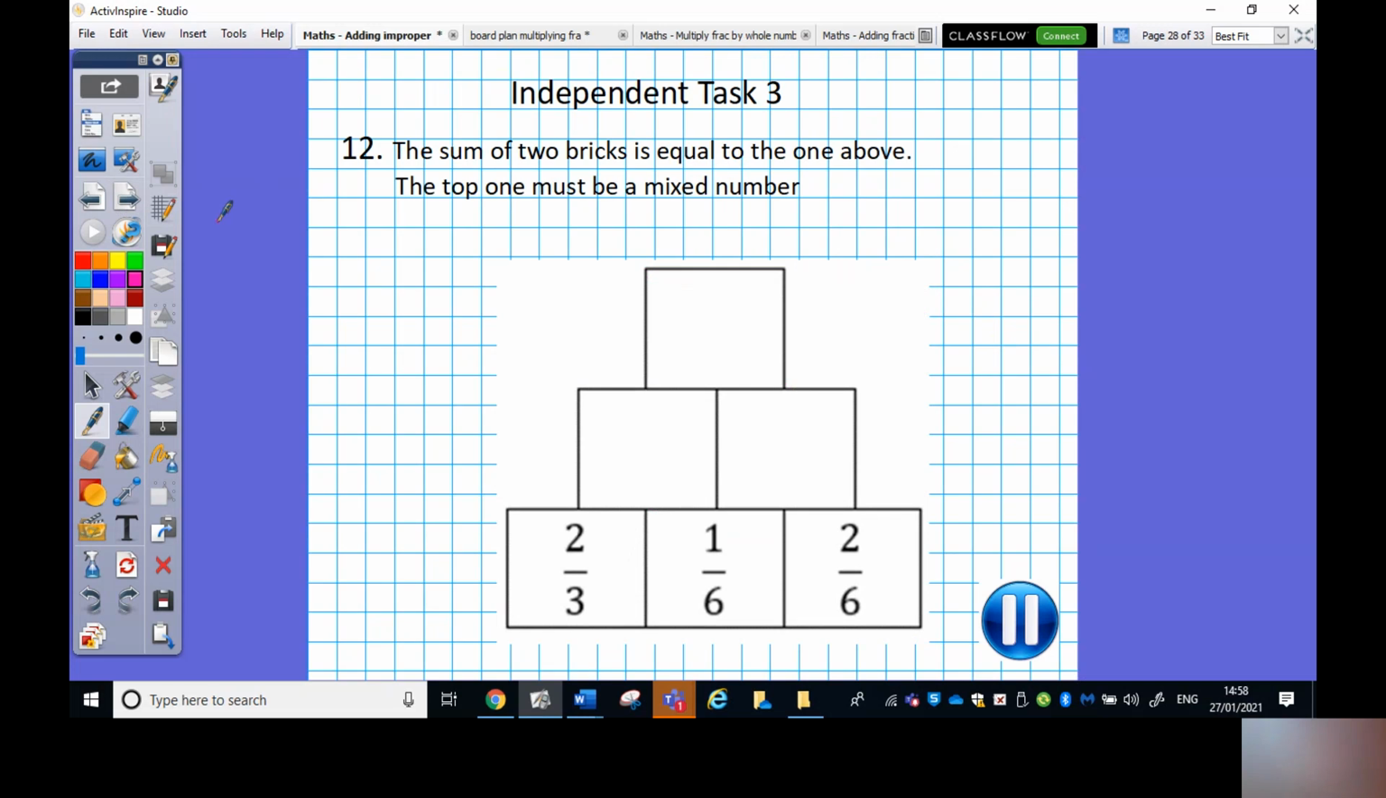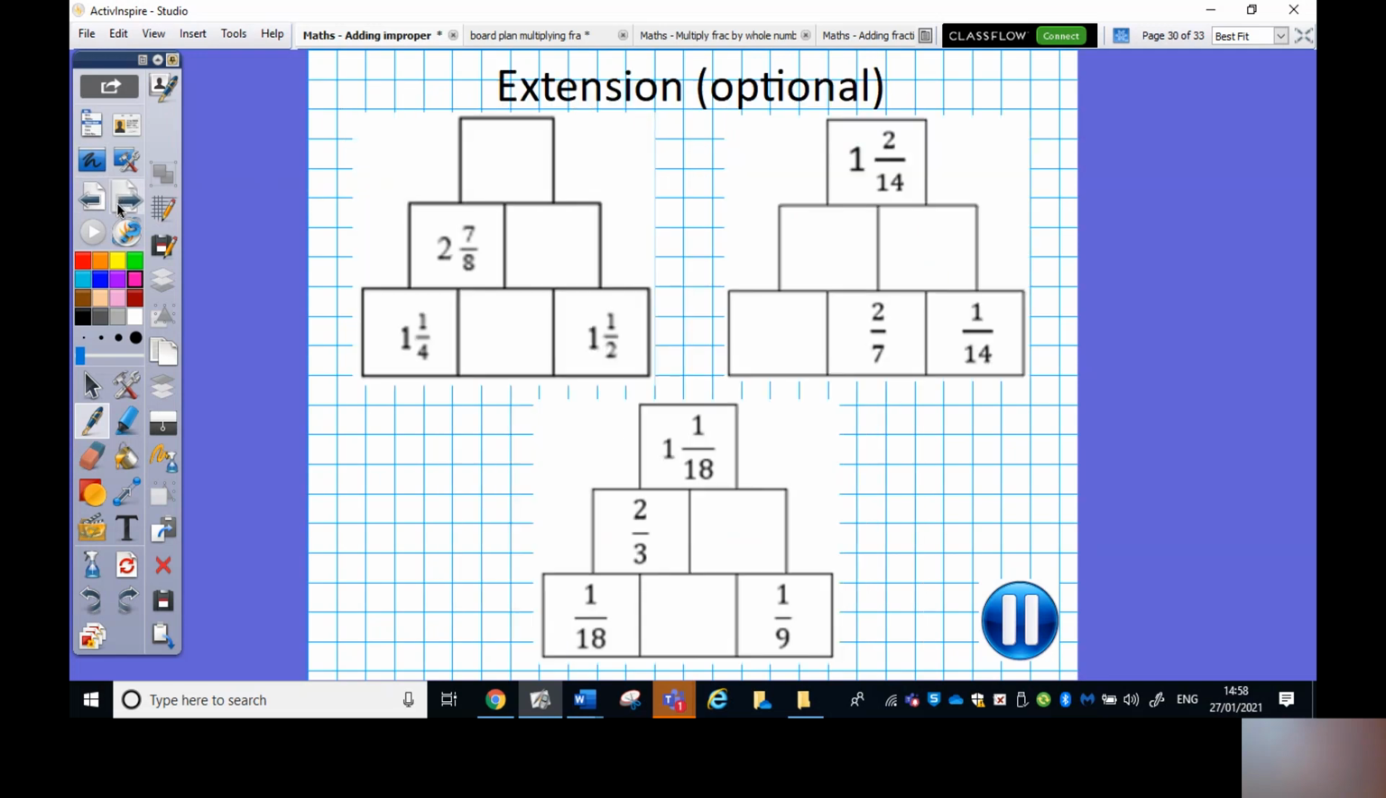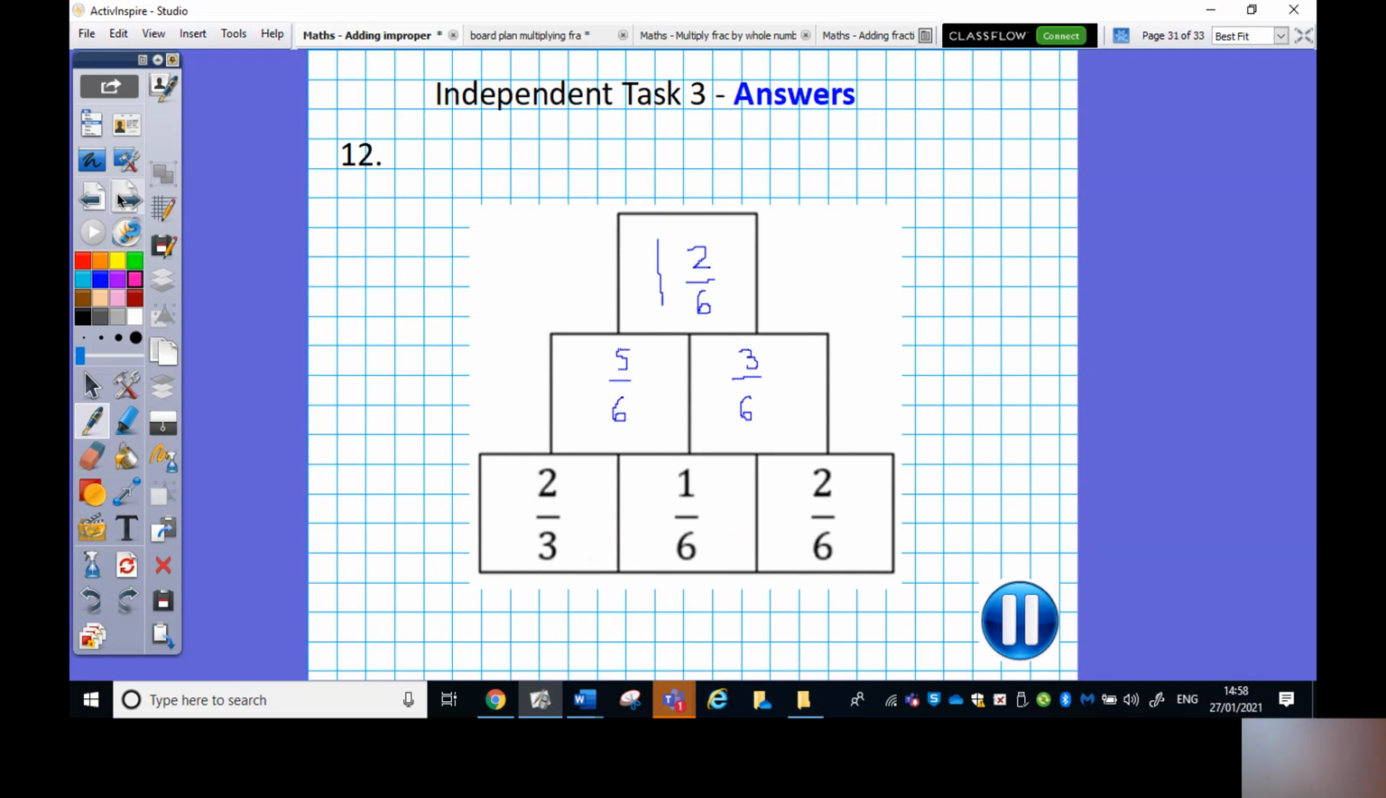So now I'd like you to complete the third independent task. You have 12 and 13. You also, if you would like, have an extension, which is optional. Pause and then unpause to go through the answers. How did you do? Let's take a look.